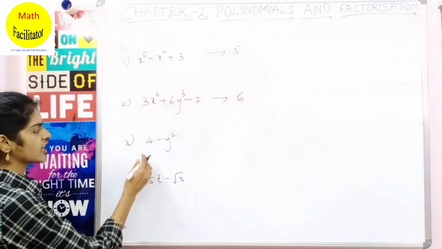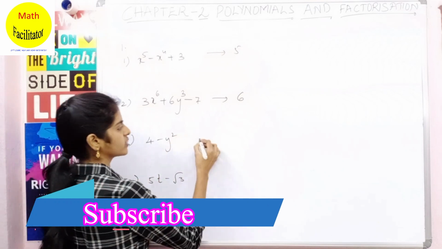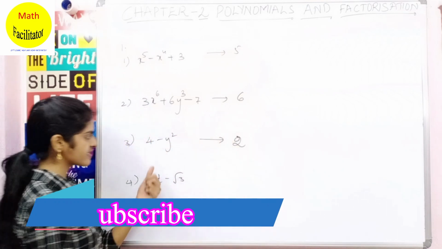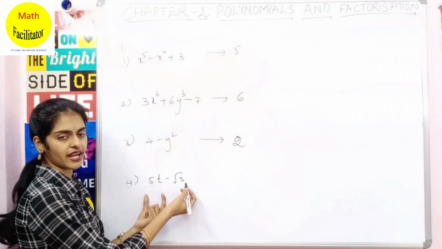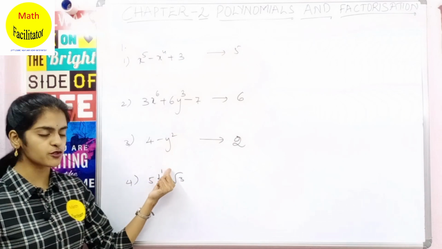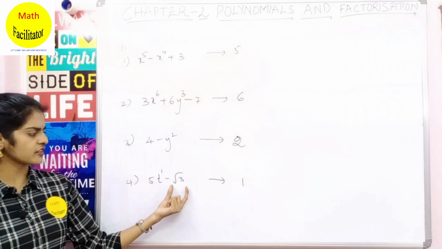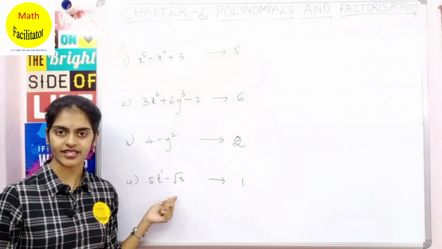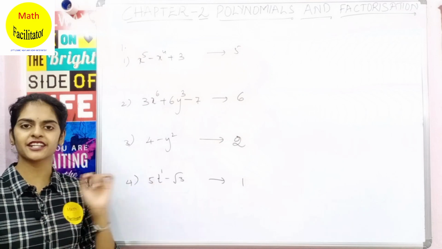Clear? Now here in this polynomial you have y square. So the degree of this polynomial is 2 since the power of y is 2. Now here you have 5t minus root 3, and t is the variable. The power of t is what? It is 1. So the degree of this polynomial is 1. Don't get confused with root 3. Root 3 is just a constant. So you have to concentrate only on the variables when you are checking the degree of the polynomial.